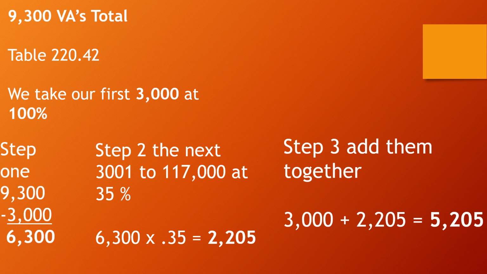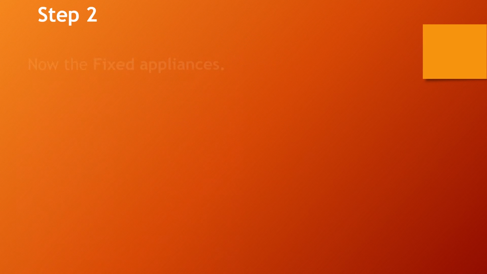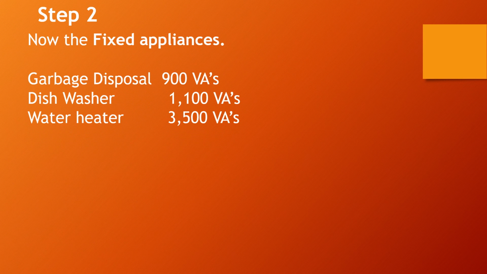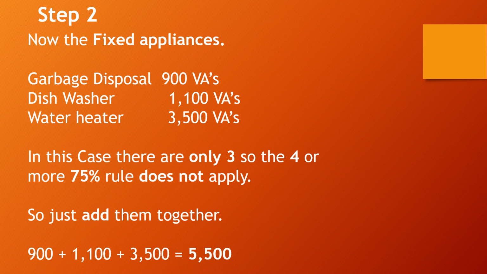Then we need to add those back together. So we take the 3,000 that we set aside because it must be calculated at 100%. We're going to add that together with the 2,205, and that is going to give us 5,205 VAs. Okay, so we set that there. Now we need to go to our fixed appliances. When you're doing the standard method, you are going to apply the standard method rules. In this case, there are not more than 4, so our 4 or more 75% rule does not apply. Since there's only 3, you're just going to total them together. That is going to give us another 5,500 VAs.